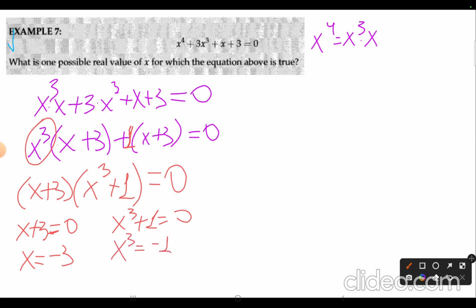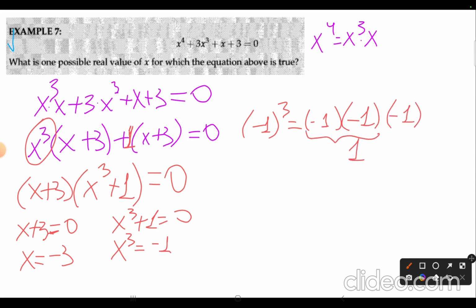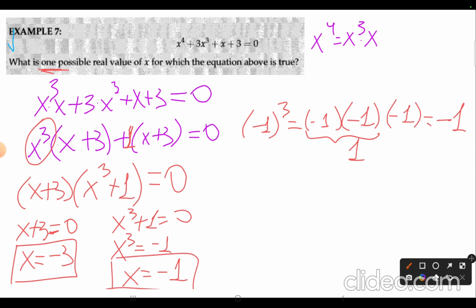We remember that -1 cubed means it was multiplied 3 times by itself. This one is 1. 1 times -1 is -1. So x is -1. And we can say any of them is possible. They say only one of them. It can be -3 or it can be -1.